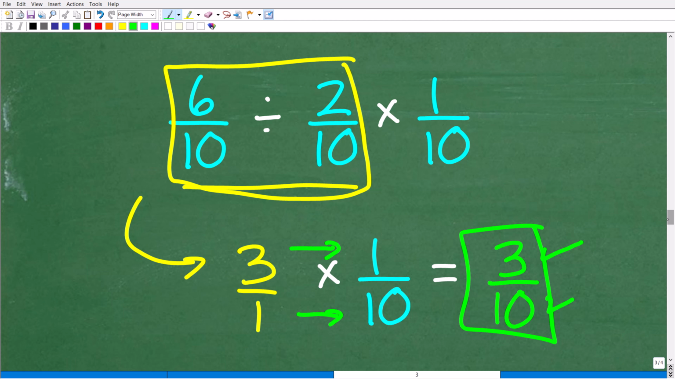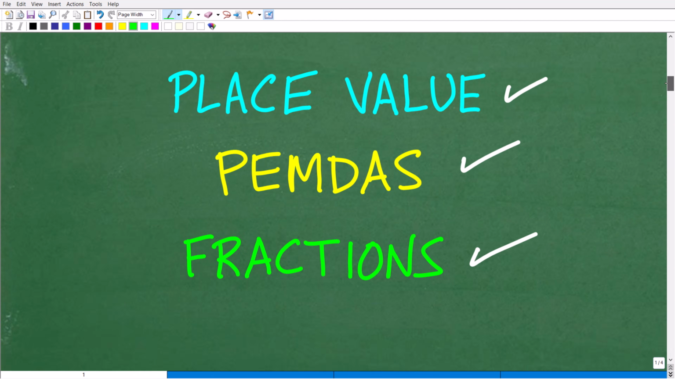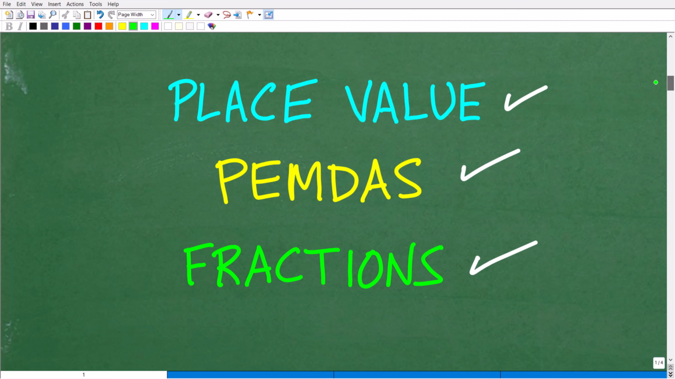Okay, so I took my time to really review the main ideas of this problem. And let's go back and look at that real quick. So what we talked about in this video was place value. We took a quick look at place value, order of operations, PEMDAS, and fractions. But really, this is just a fast, quick, cursory review for this particular problem.